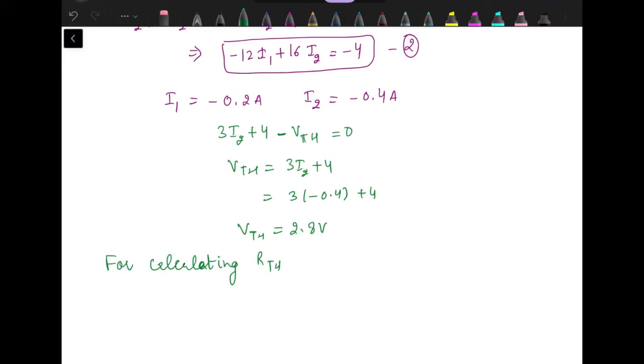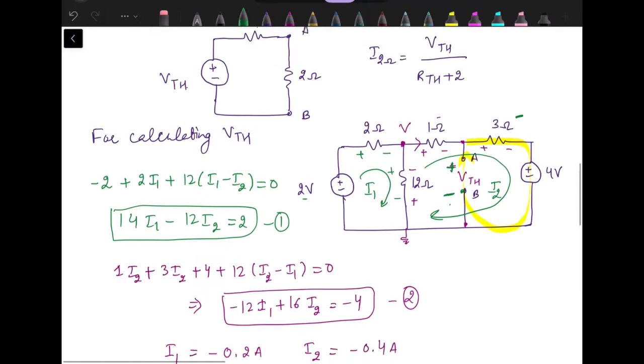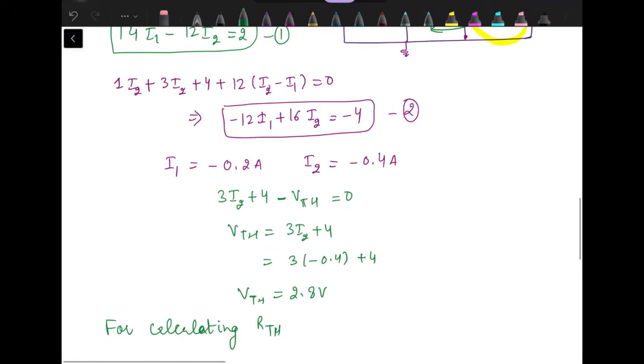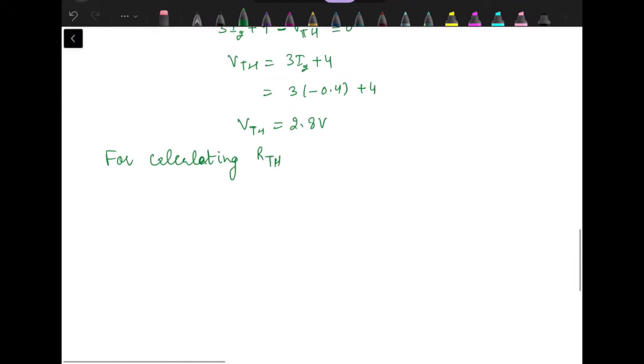For calculating RTH, we again need to draw the equivalent circuit by removing the resistance RL, and all independent voltage sources will be replaced by short circuit. So firstly we have 2 volt source that has to be replaced by short circuit, then 2 ohm resistance, 12 ohm resistance, 1 ohm resistance.